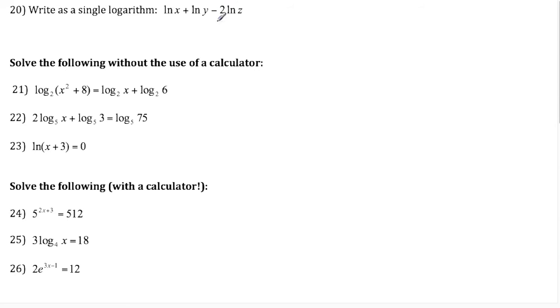Here what I want to do is I can get rid of this power first. So I can do natural log of x plus natural log of y minus natural log of z squared. Then I can take them in order. So natural log of x plus natural log of y is natural log of xy, because I multiply, minus natural log of z squared. I'm subtracting, so I can write this as a quotient. So I get natural log of xy over z squared. And that is my answer.